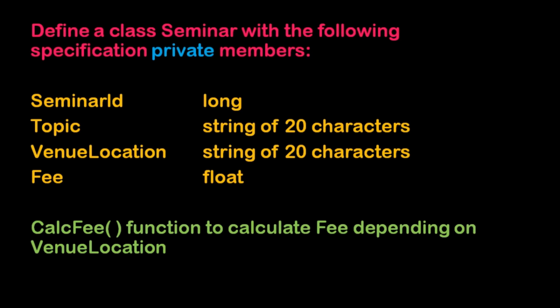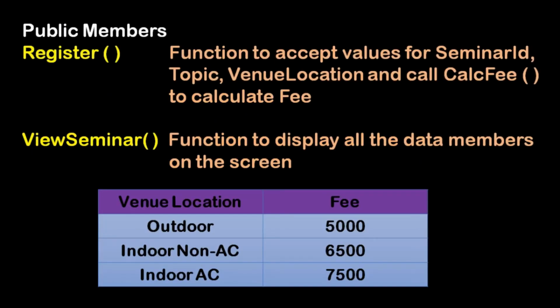Now we will move on to the public scope variables. So in public members, I have 2 functions. One is register, another one is view seminar. The register is like an input. We have to accept the values for seminar ID, topic, venue location, and we are calling the function calc fee inside the register part. Then view seminar is for displaying the members on the screen, just producing the output. The output coding is written in the view seminar part.